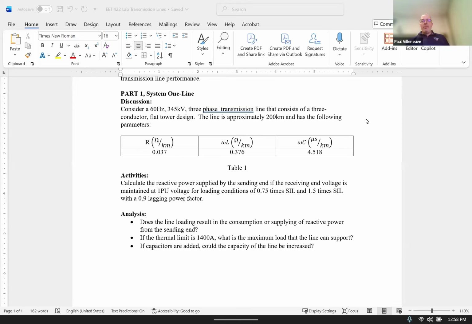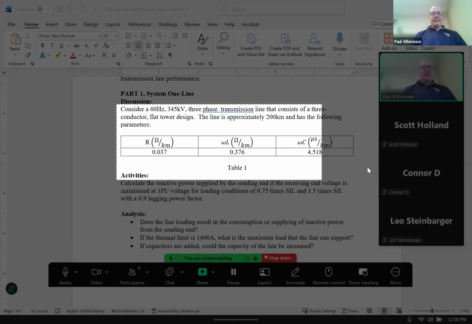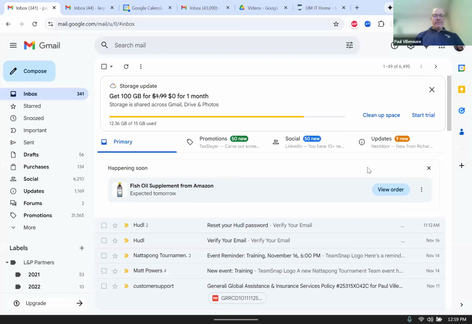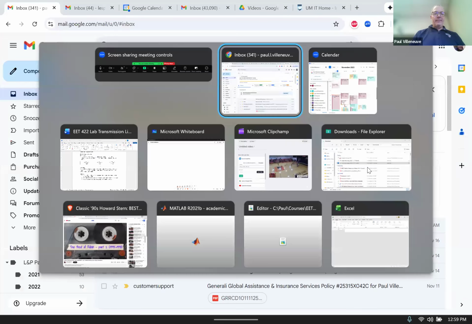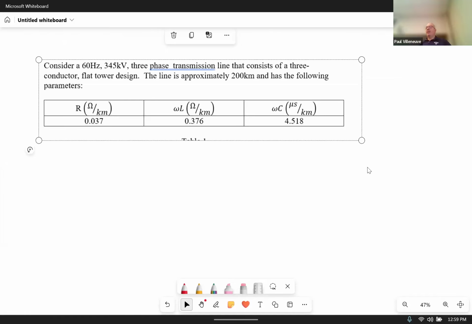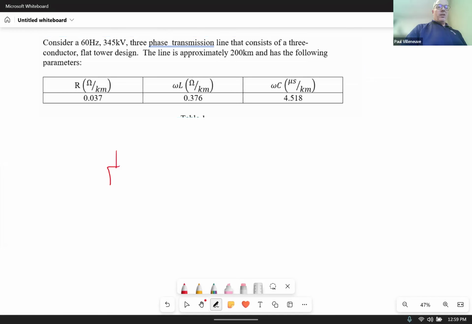But essentially, it's all based on doing transmission line and per unit and pi equivalent models. So you've got some impedance data right here. So you got a three-phase transmission line. You know it's 345 kV. So the very first thing we're going to do is try and draw our pi equivalent.